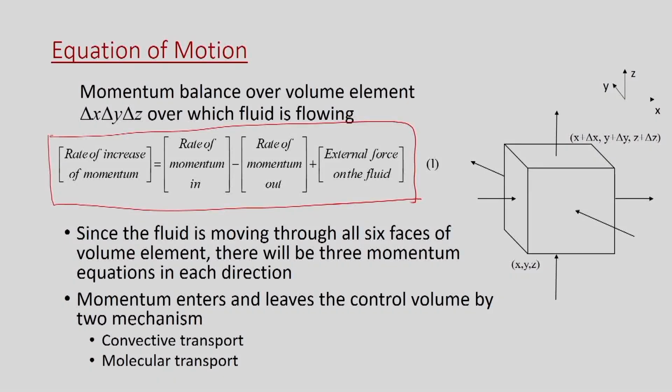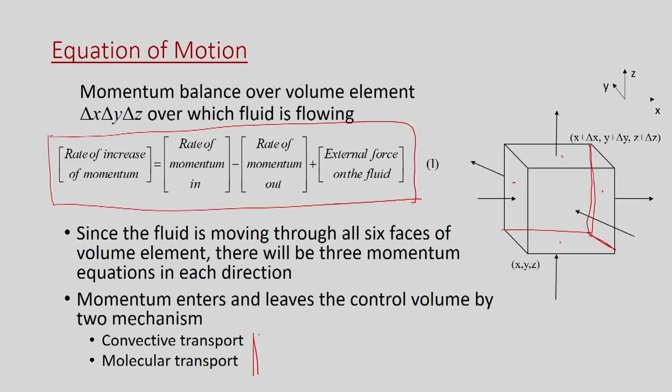And then since we know that fluid is moving through all 6 phases of this control volume, there will be 3 momentum equations, in the x direction, y direction and z direction. So, we derive one particular x component of momentum equation, and then analogously we can write the y and z direction momentum equations. Then we know further that momentum can enter and leave the control volume by 2 mechanisms: one is the convective transport mechanism, another one is the molecular transport mechanism.